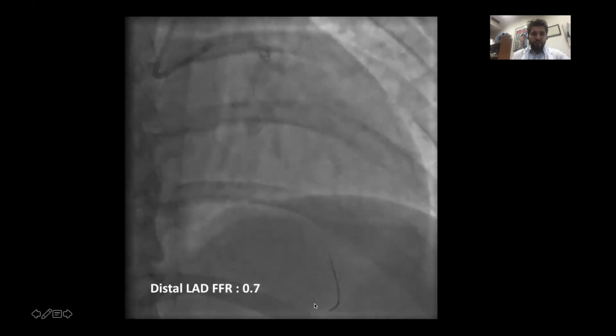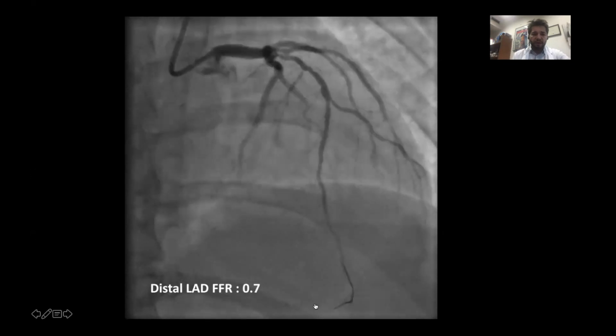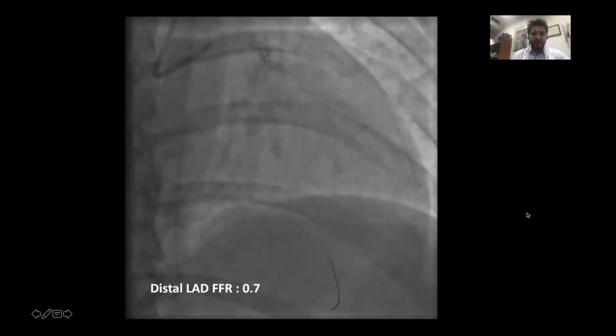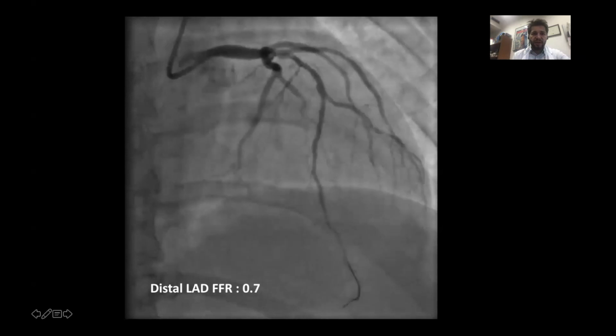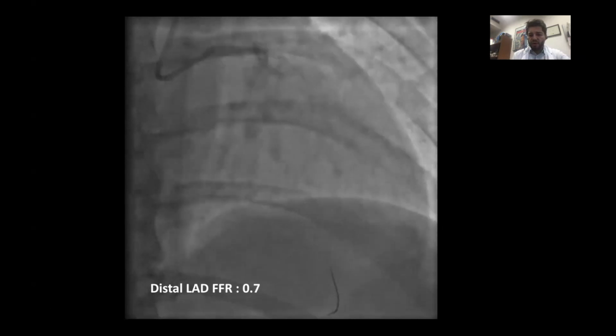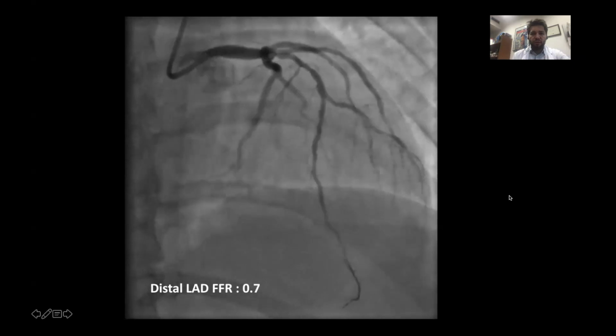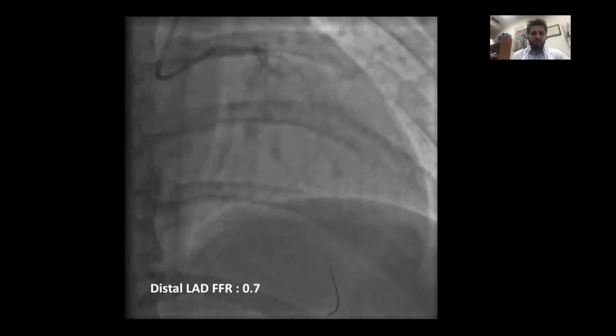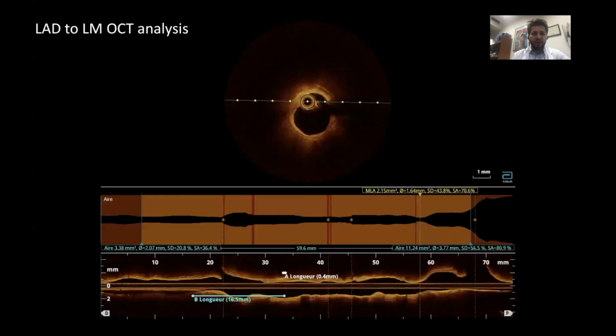We first performed a distal LAD FFR to assess the ischemia or the significance of this lesion, and you see that the distal FFR was 0.7. So we decided to apply our plan, which was prox, mid LAD, and first diagonal branch.